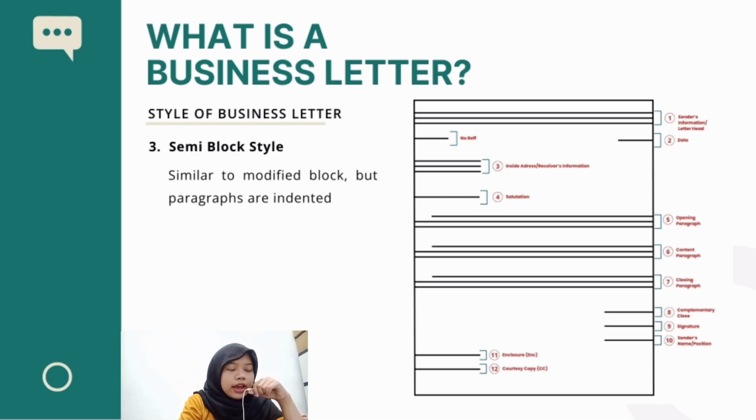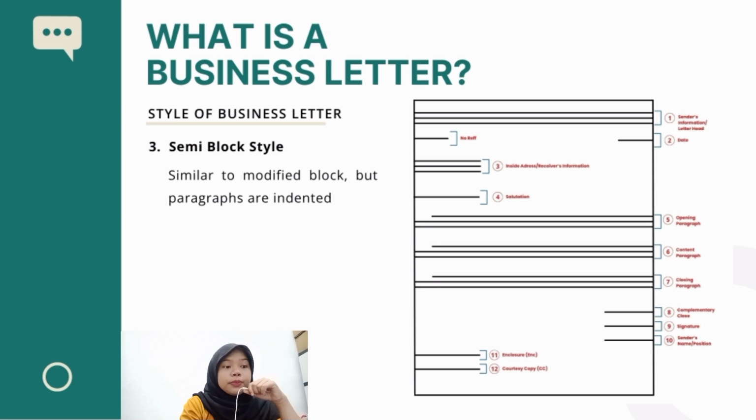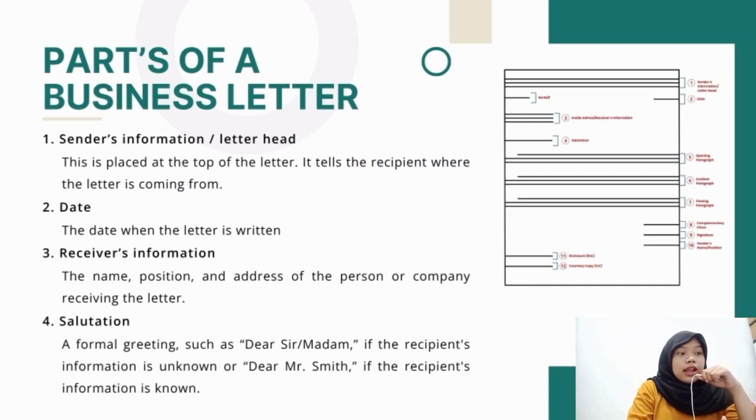The third style is semi-block style. This style is the most commonly used, similar to modified block, but the first line of each paragraph is indented. Each style has its purpose depending on the tone and context of the letter. Now, let's move on to the parts of a business letter. A professional letter includes several key elements.